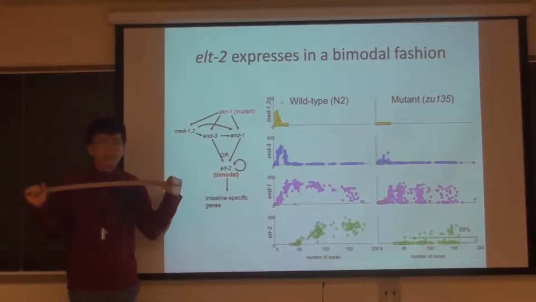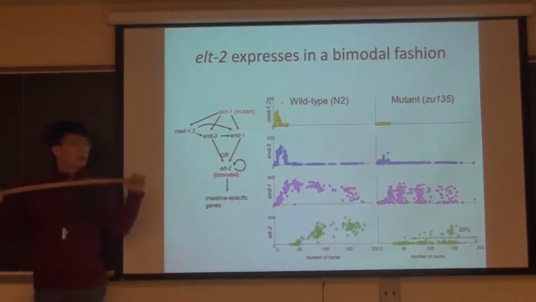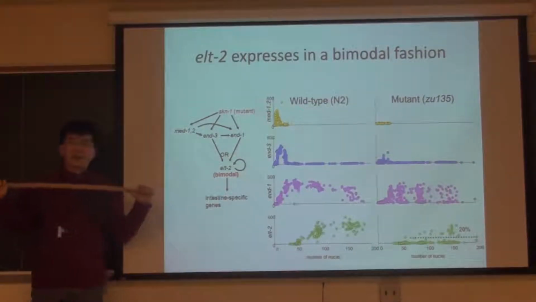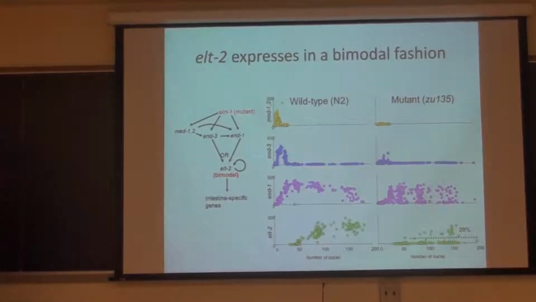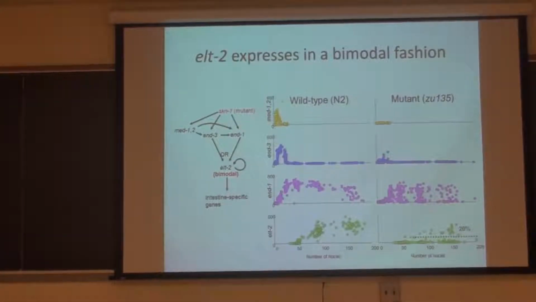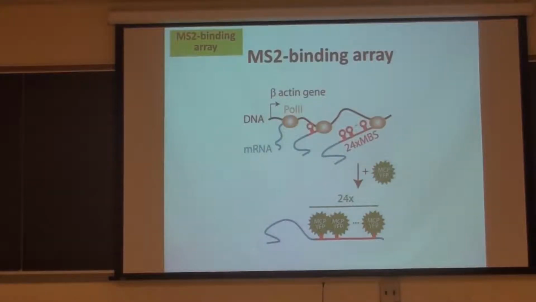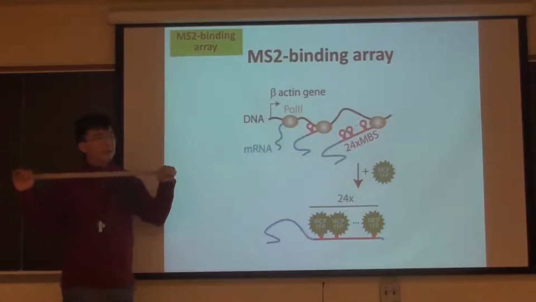Not just a single bacterium, but a real animal that has neurons and intestines and so on. So that was one example of gene expression tools that people are using widely at the single cell level. And another method can be called MS2 binding array.